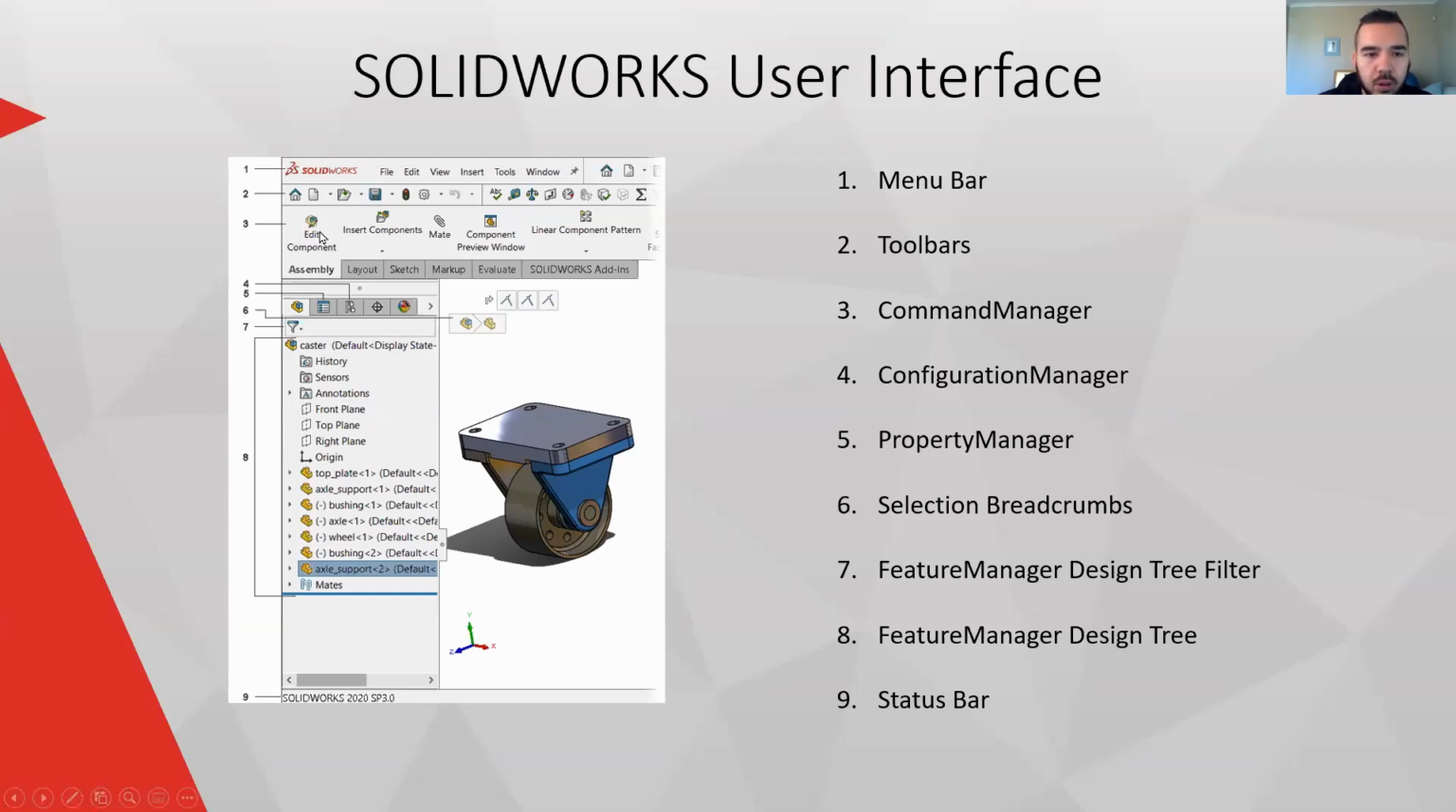We have the commands. And then we start to go into the part environment and all of the information for the specific part. First you have your feature tree here on the left-hand side. That is actually number 8. So your first tab is your entire feature tree. Then if you go over, you have the properties. So number 5, your configurations. You can also go and search, and you have your breadcrumbs.